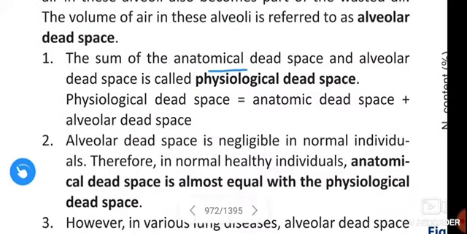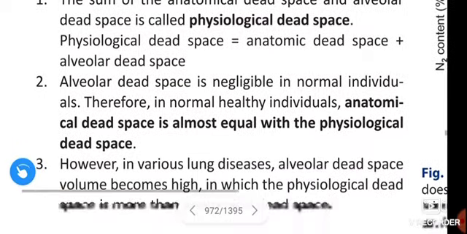The sum of the anatomical dead space and alveolar dead space is physiological dead space. Physiological dead space is equal to anatomical dead space plus alveolar dead space.